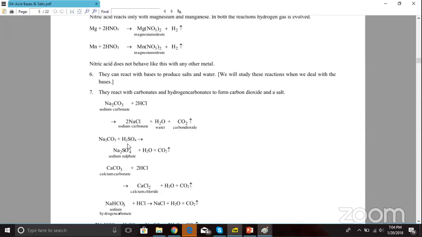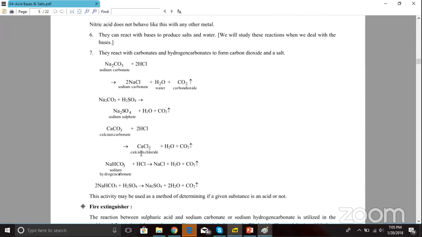Sodium carbonate can react with sulfuric acid. It forms sodium sulfate plus water plus CO2. Then calcium carbonate can react with HCl. It gives calcium chloride, CaCl2, plus H2O plus CO2 gas.